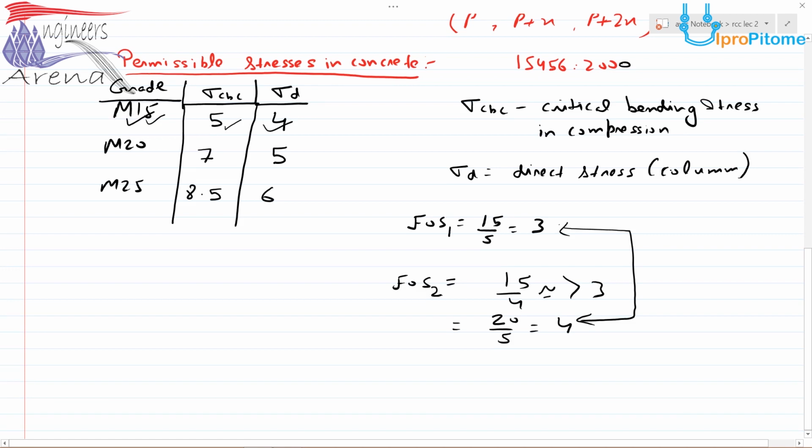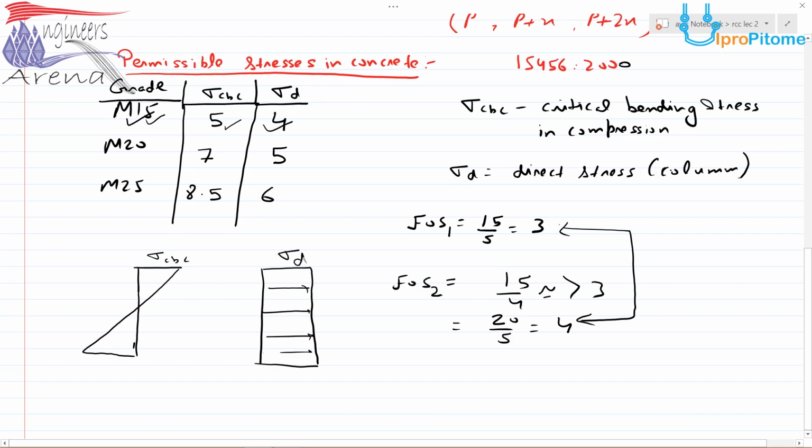It is a very simple reason. See, in sigma CBC, what is happening? The beam is bending. Then what will happen? The stress diagram will be like this: this will be sigma CBC. And in direct stress what will happen? This is all equal to sigma D, compressive sigma D, right?